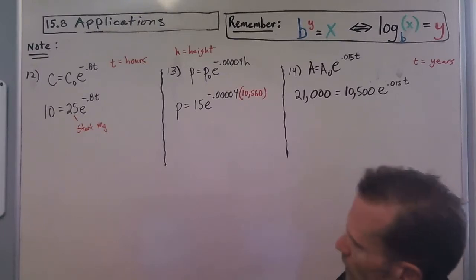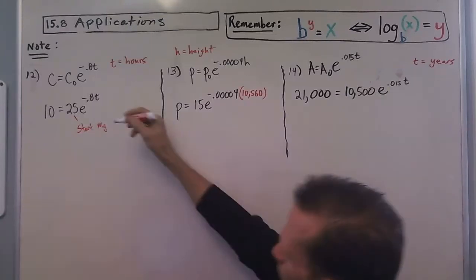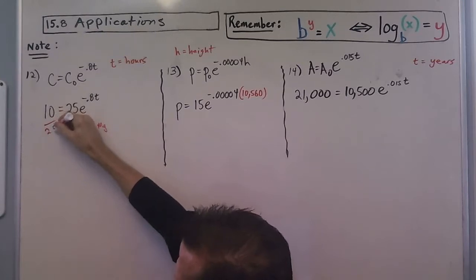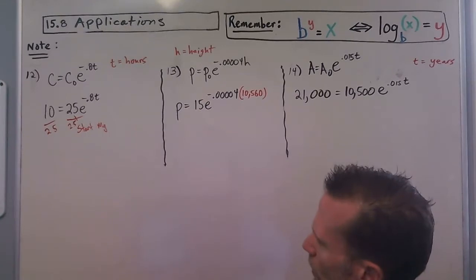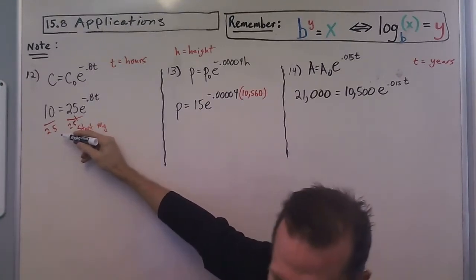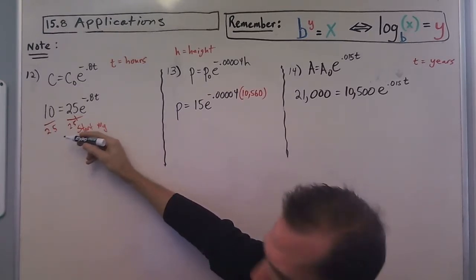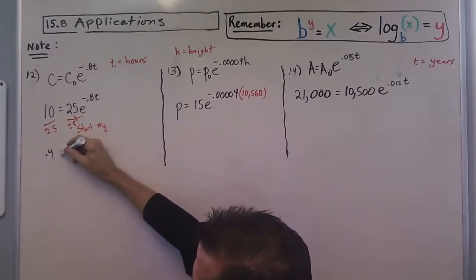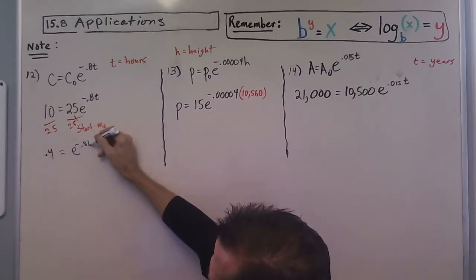So we've seen this before in some of the other application problems, but what I'm going to do is divide by 25 and divide by 25. I could write that as a decimal or as a fraction, but this will reduce to 0.4, and 0.4 equals e to the negative 0.8t.